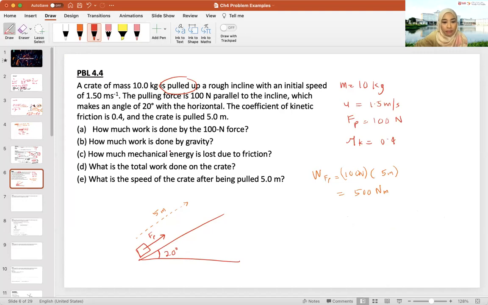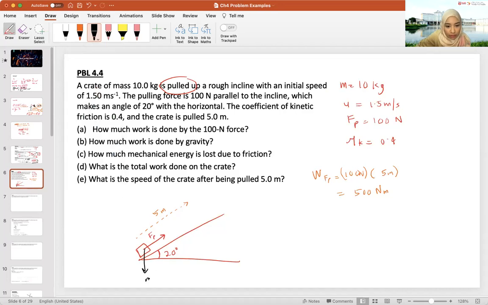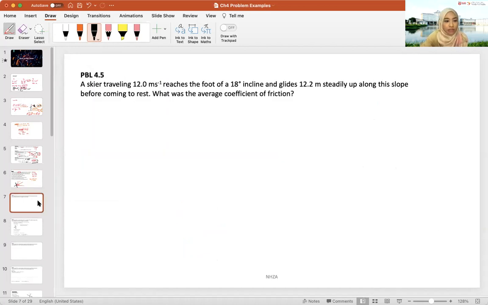How much work is done by gravity? Okay, so I forgot something. I need to draw the free body diagram. Let's draw the free body diagram before anything else. So this is our mg. And we have friction. Friction is this way because we are moving upwards. Friction always opposes motion. And then we have our reaction force, which is always perpendicular to the surface. So these are very important. And this is our center of mass. All our forces come from the center of mass. That's the definition of a free body diagram.